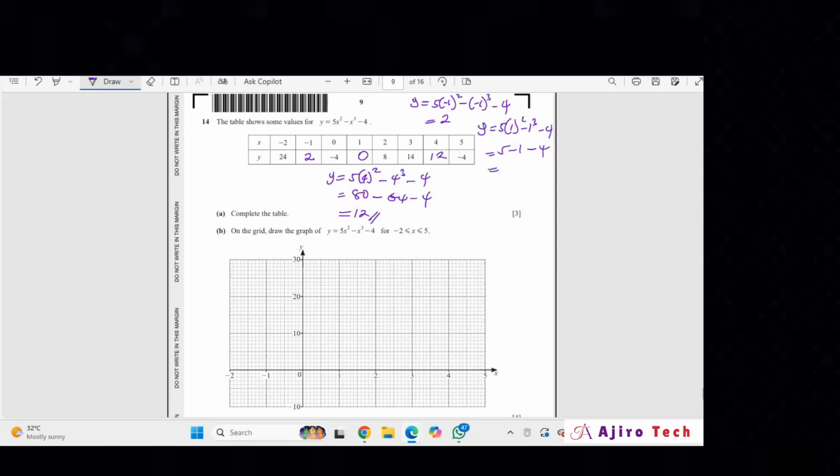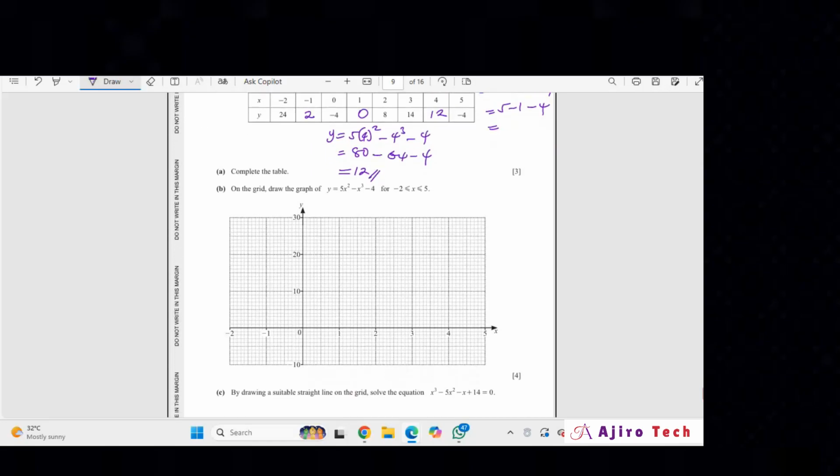Now let's go to the next question. We have to draw this graph on the grid. So we're going to draw it now. When it's minus 2, here is 20. Each of these units is one unit. So we are going to have 20 here. We have 24, so 21, 22, 23, 24, 24 here.